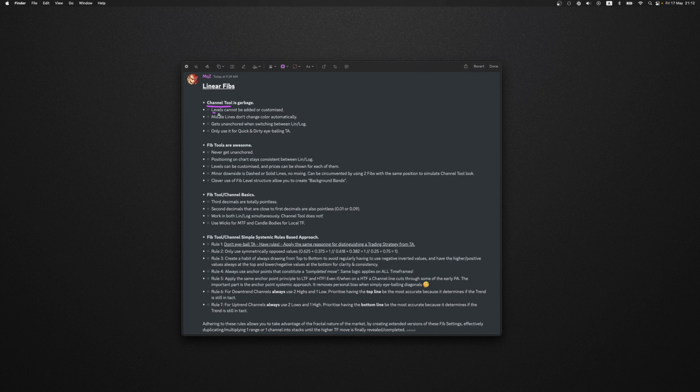So the levels, you cannot customize them. The mid-range lines don't change color automatically when you change the color of the channel. It gets unanchored when switching between lin and log, and that's kind of the reason why I only use it for quick and dirty eyeball TA. I use it just for highlighting some stuff, but not necessarily as part of my trading strategy.